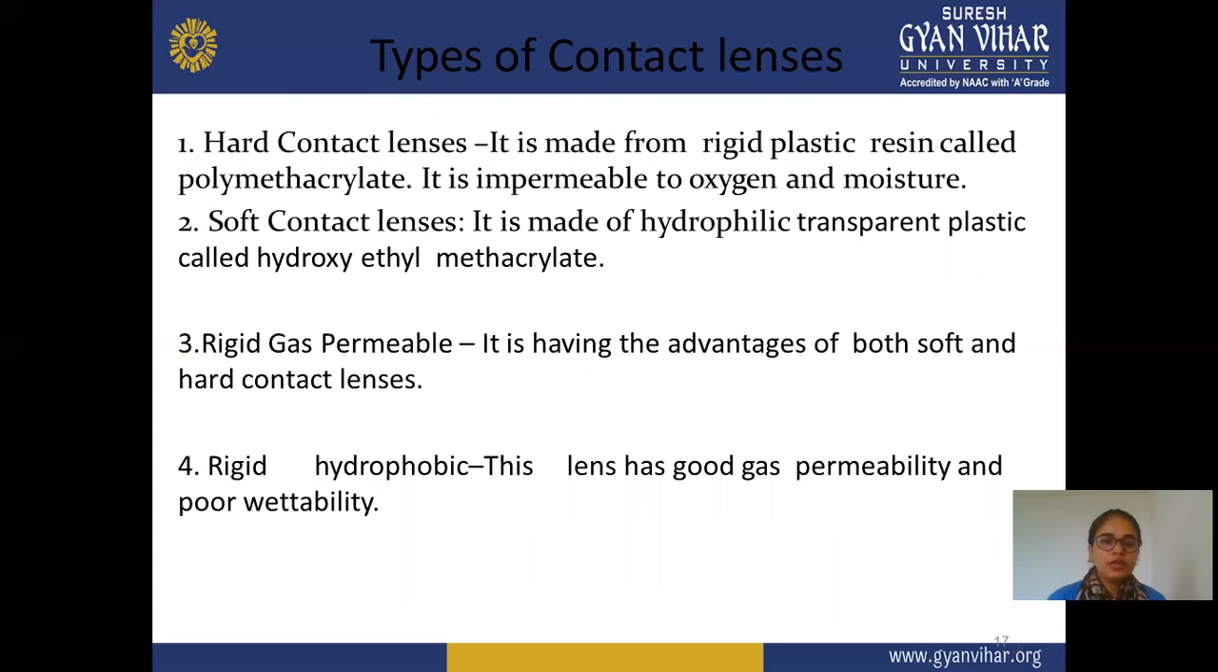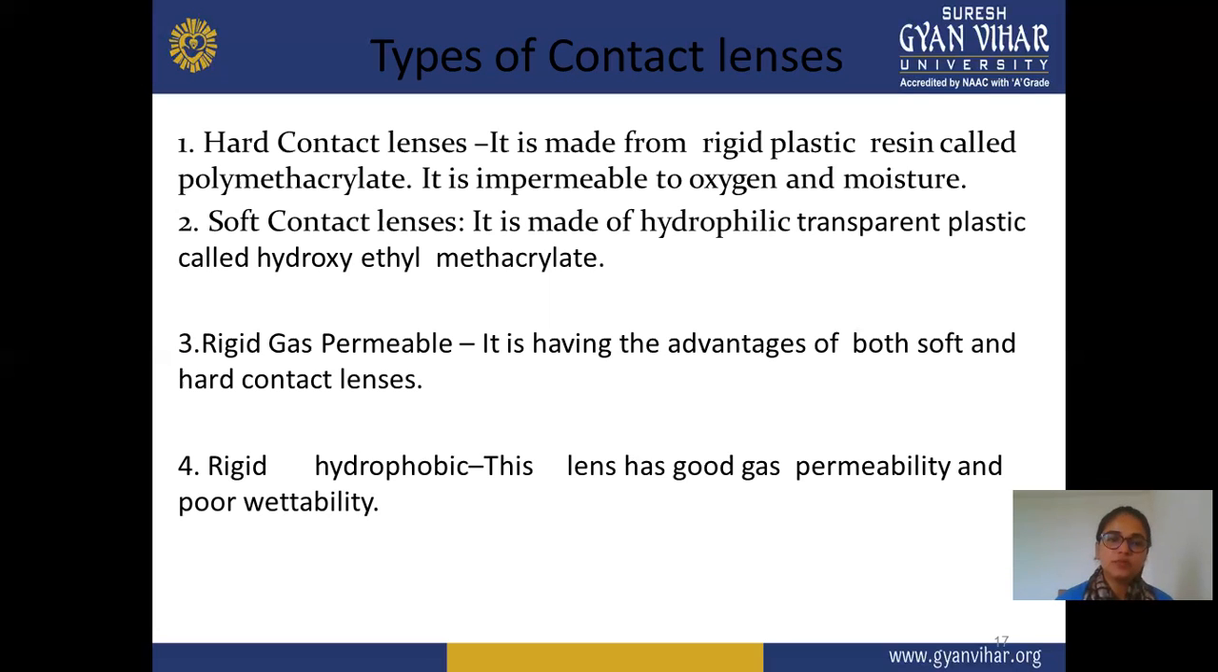Next is the types of contact lenses. They are available in two types: hard contact lenses and soft contact lenses. Hard contact lenses are made of a rigid plastic resin called polymethacrylate, and they are permeable to oxygen and moisture. Next are the soft contact lenses. These are hydrophilic, transparent plastic, made of hydroxyethyl methacrylate. Being hydrophilic in nature, soft contact lenses are prepared with the help of plastic, while hard lenses are easily permeable to oxygen and moisture.